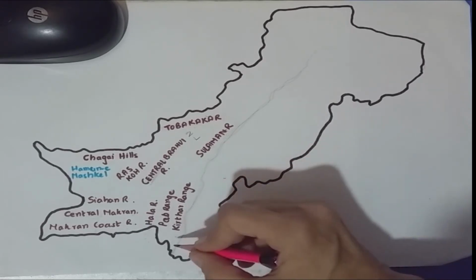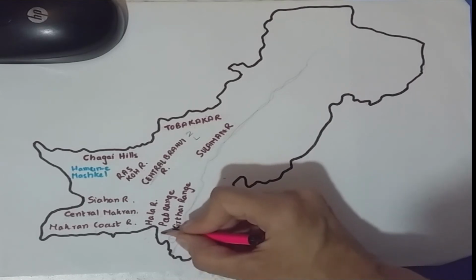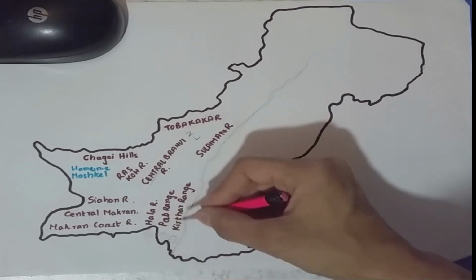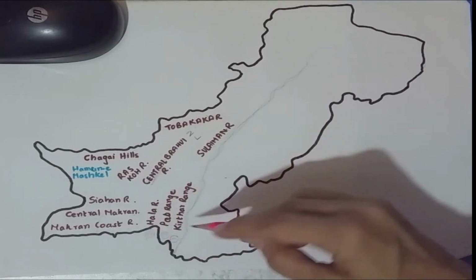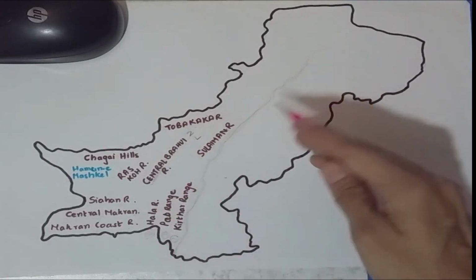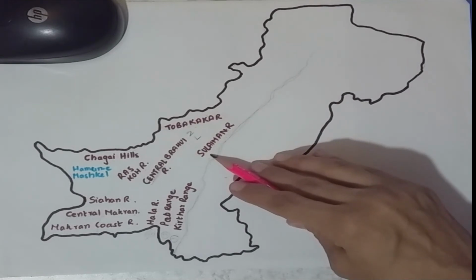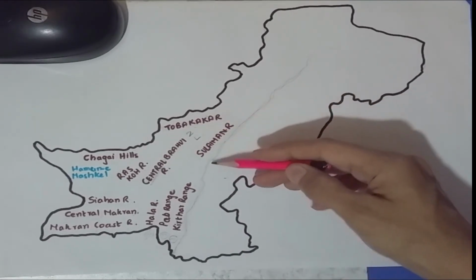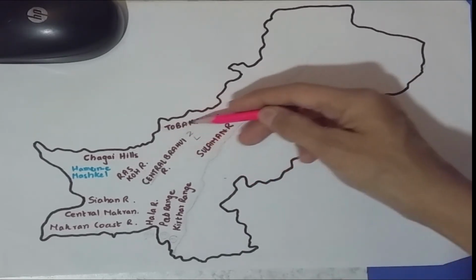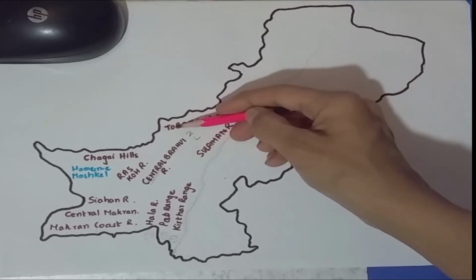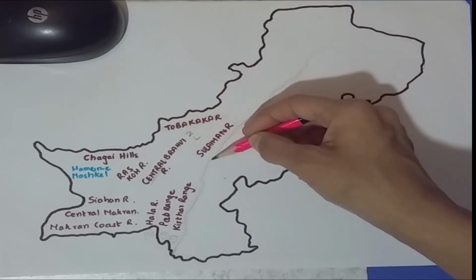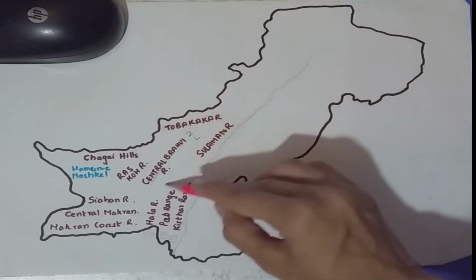Now, once you have the Kirthar Range by heart, it becomes easy to remember the other two ranges. Kirthar Range is followed by Pab Range, Hala Range. So Kirthar, Pab, Hala. You have to remember that by heart. Then opposite to the Suleiman Range, come back to the Suleiman Range again. Opposite to the Suleiman Range here on the borderline will be the Toba Kakar Range. Between the Toba Kakar Range and the Suleiman Range here will be the Central Brahui Range.